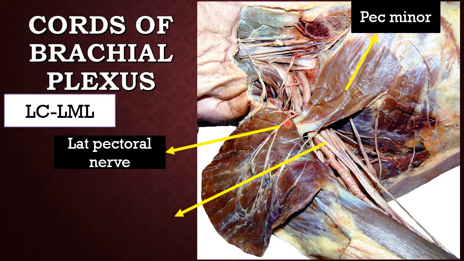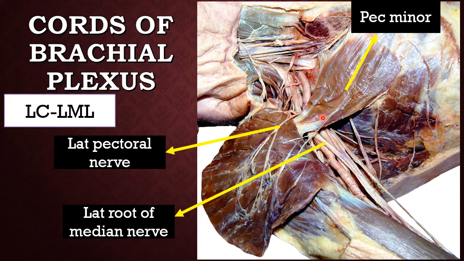Now we are going to see another nerve. Here you can identify another nerve. That nerve is the lateral root of median nerve. Lateral root of median nerve. So how to identify the lateral root of median nerve? I will show you. Try to find it in the axilla.